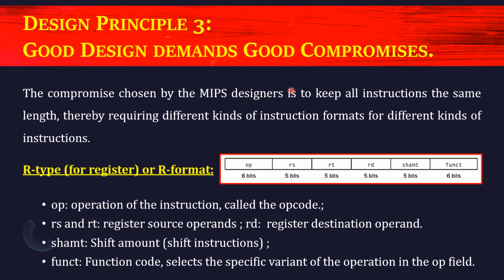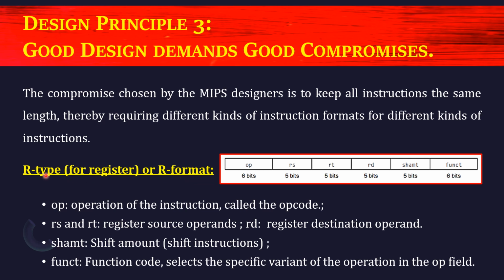Now let's look into the third design principle. Good design demands good compromises. The compromise chosen by the MIPS designers is to keep all instructions the same length, thereby requiring different kinds of instruction formats for different kinds of instructions. So we have three types of instruction formats: R format, I format and J format.